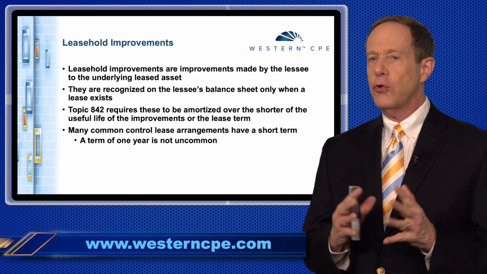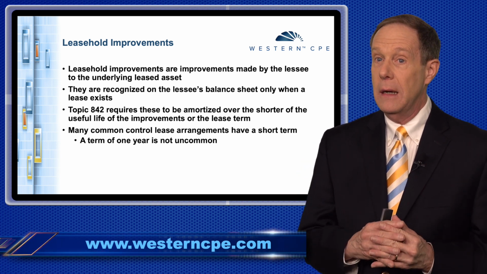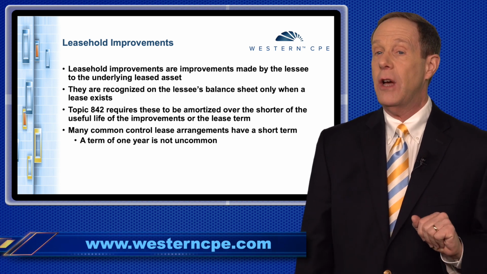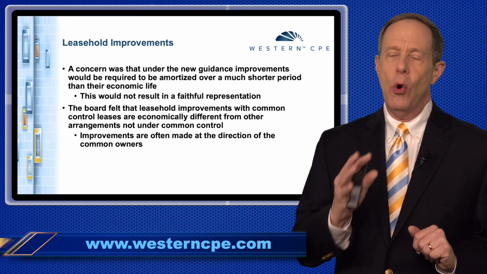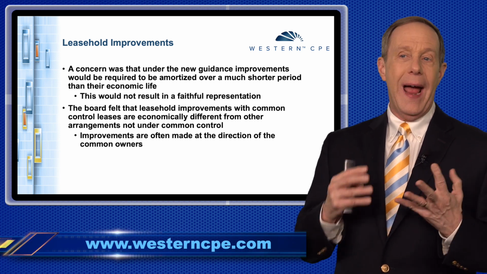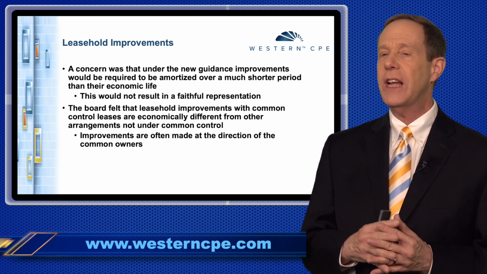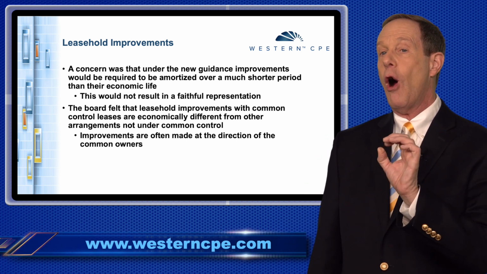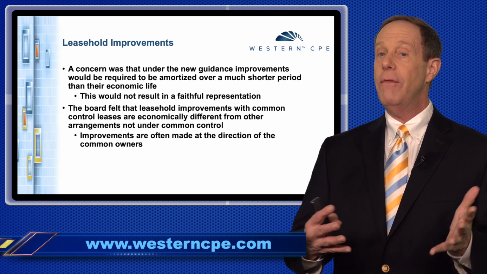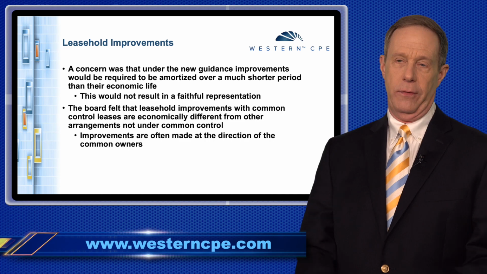But many common control lease arrangements have a short term, maybe 1 year. That's not uncommon at all. And so a concern was that under the new guidance, improvements would be required to be amortized over a much shorter period than their actual economic life, and obviously that would not result in a faithful representation at all. So the board felt that leasehold improvements with common control leases are economically different from other arrangements not under common control. And I think that's a pretty good conclusion there. Improvements are often made at the direction of the common owners, and that's very, very different.